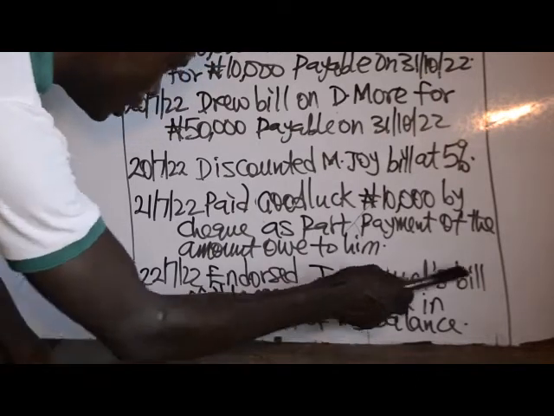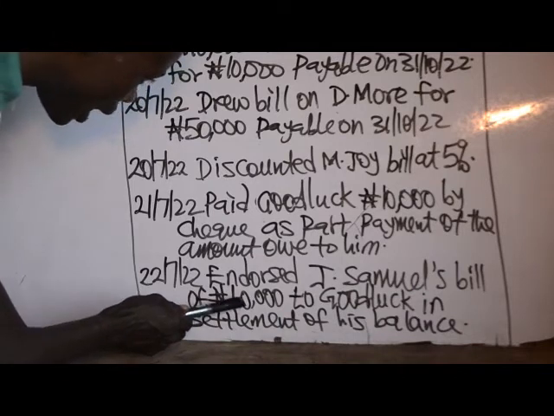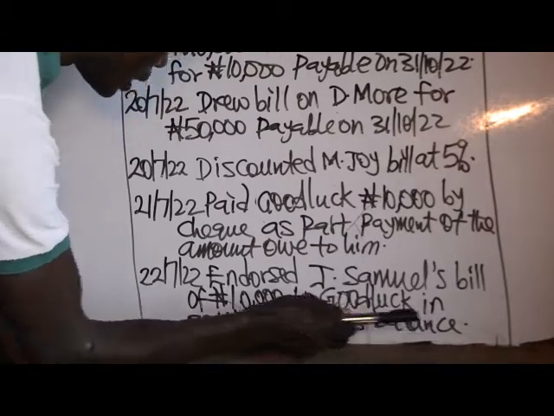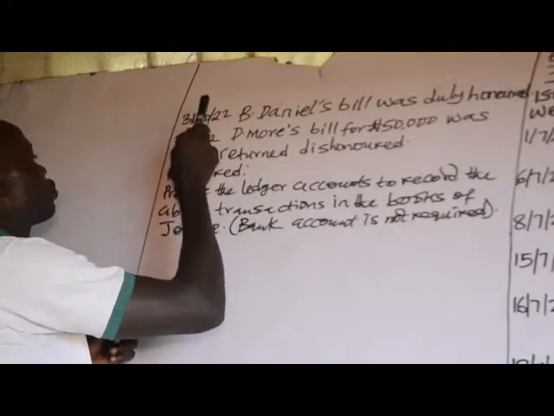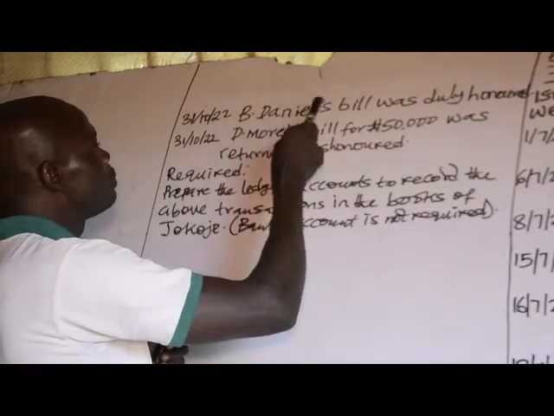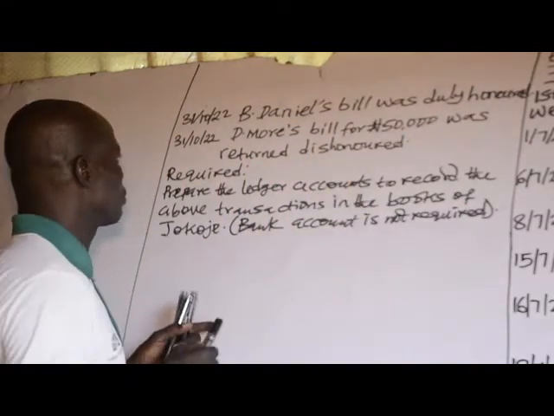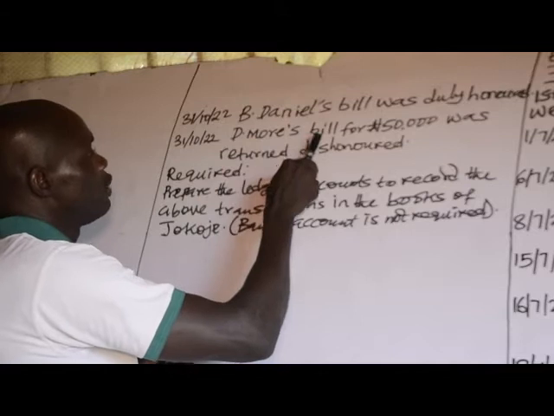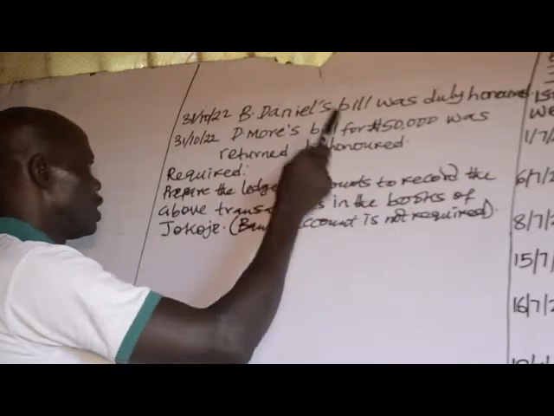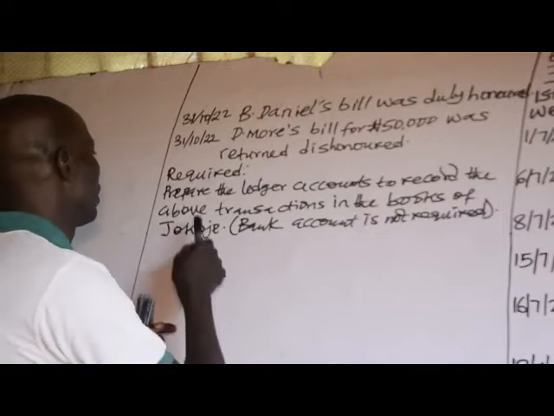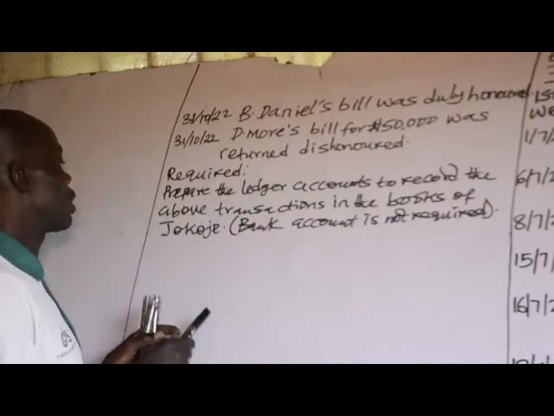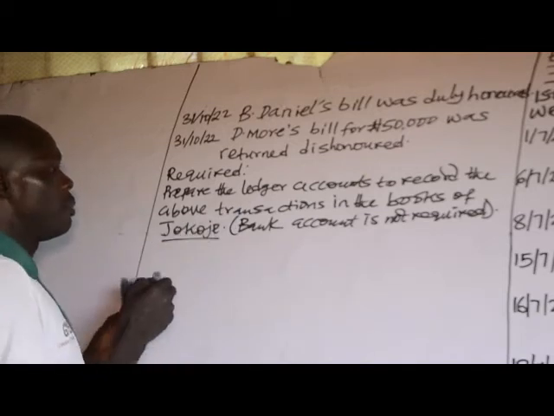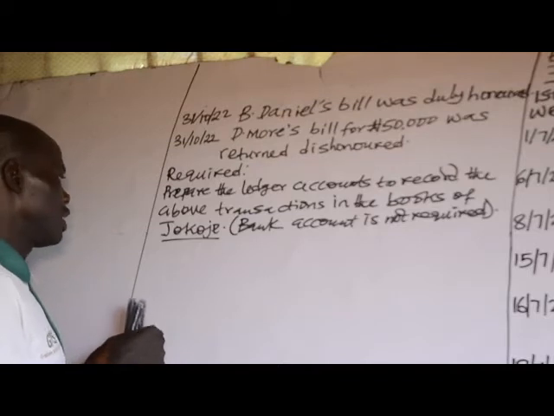22-7-2022, endorsed J. Samuel's bill of 10,000 naira to Goodluck in settlement of his balance. 31-10-2022, Daniel's bill was duly honored. 31-10-2022, D. Moore's bill for 50,000 naira was returned dishonored. Required: prepare the ledger accounts to record the above transactions in the books of Jokoje. Bank account is not required.